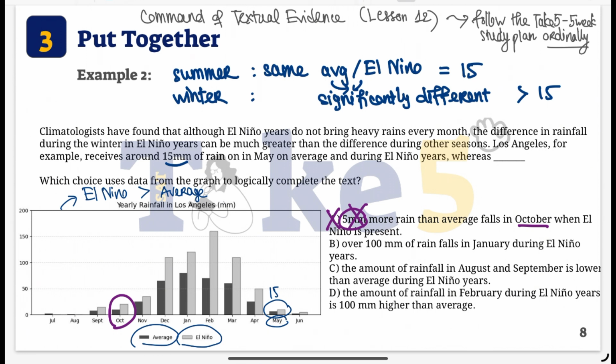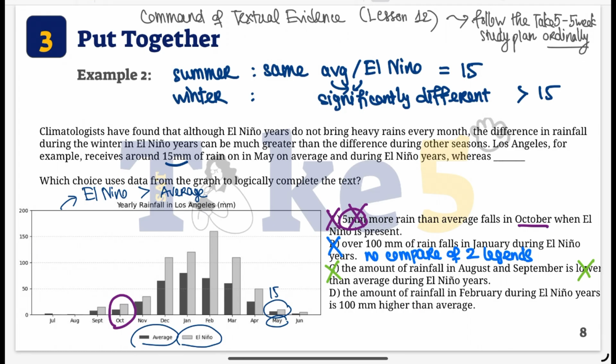B does not include the comparison between the two legends, average and El Nino rainfall, so this answer can be eliminated. C does not fit either because the correct answer must involve months in which El Nino rainfall is higher, not lower, and therefore there is no information about the size of the difference.